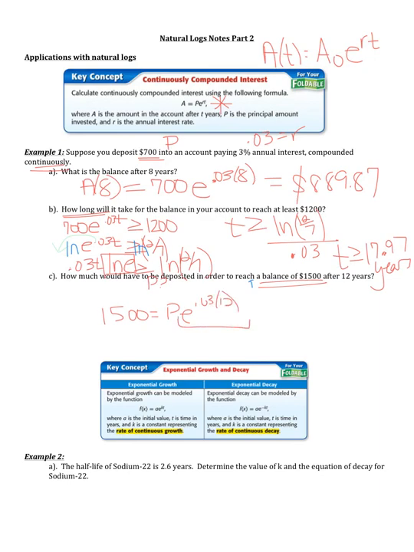And this is just a number. So to get P by itself, we're going to divide. I'll clean it up a little bit. So that will be 1,500 divided by e to the 0.36 power. That is my calculator ready form, equal to P. And that will come out to be $1,046.51. So that is the initial amount I should deposit to have 1,500 after 12 years.